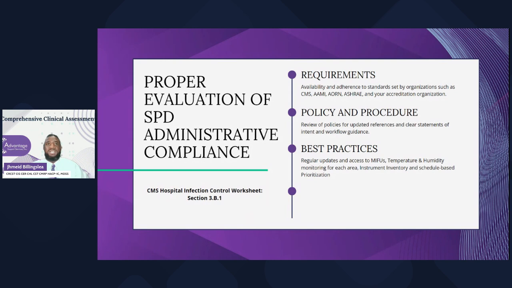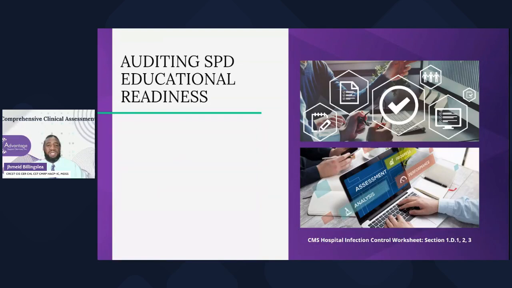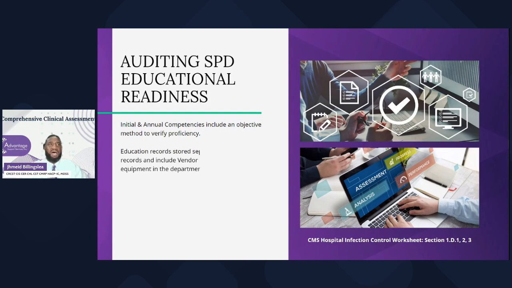Instrument inventory and schedule-based prioritization, and things to consider. Daily, next day instrument and implant meetings with the OR that are documented. Scheduled rounds to customers with IP, KPI reporting for identified challenges, right? Auditing SPD educational readiness. Initial and annual competencies include an objective method to verify proficiency. So whether it's a test or a return demonstration, you can't just check yourself off as being competent.